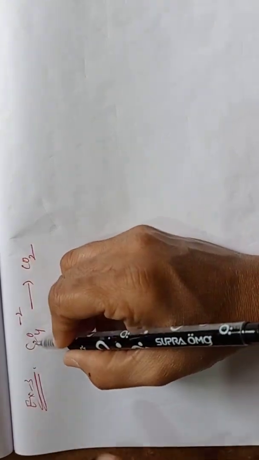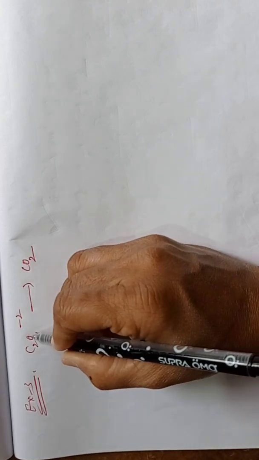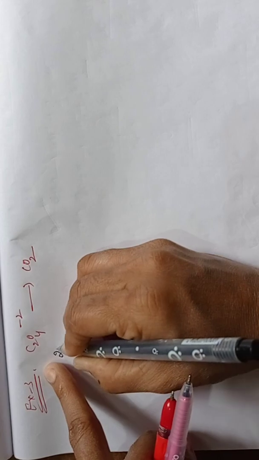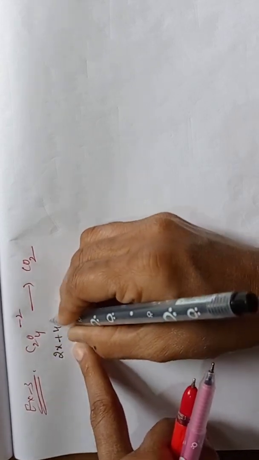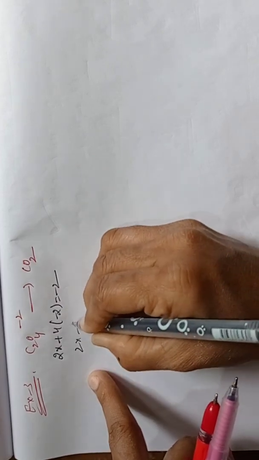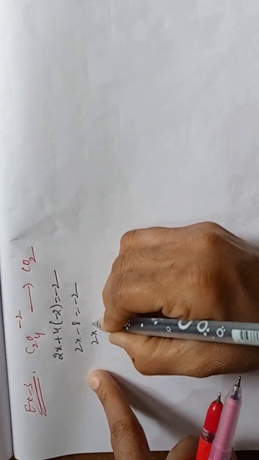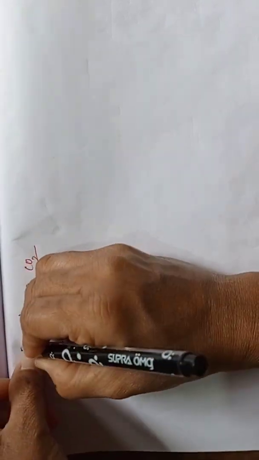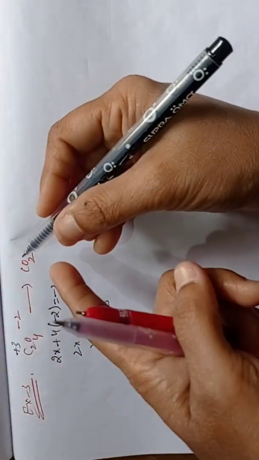Now see, for carbon I want to calculate the oxidation number. Oxygen I know is -2. So how to find it? 2 carbons are there, so 2x, plus 4 oxygens, 4 into -2. How much charge is there? -2. So 2x - 8 = -2, 2x = +6, x = +3, students. So the carbon oxidation number is +3.